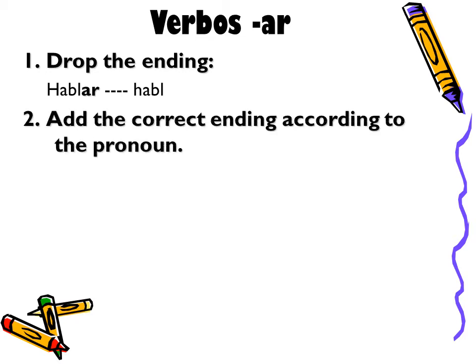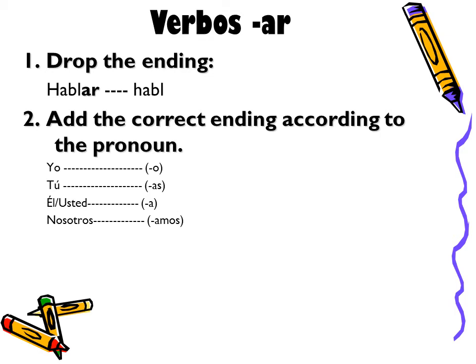Okay, the second part is to add the correct ending according to the pronoun. So each one of those pronouns had a different ending, and that's what we're going to add to the stem. For yo, we're going to add o. For tú, we're going to add as. For él and usted and ella, we're going to add a. For nosotros or nosotras, we're going to use amos. Vosotros, we're going to use ais. Ellos and ustedes, they're going to share an.